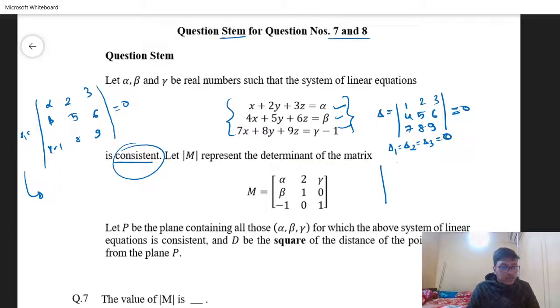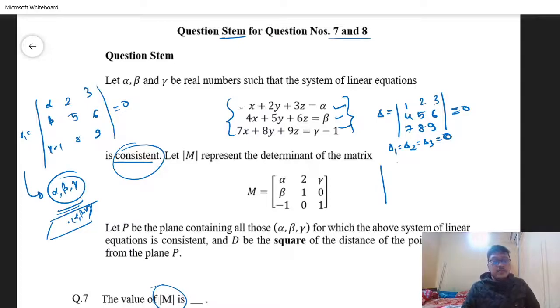So there come equations involving alpha, beta, and gamma, which is nothing but the plane consisting of the points alpha, beta, and gamma. Our first question is to find the value of M. Since these three equations must be homogeneous, alpha must equal 0, beta must equal 0, and gamma minus 1 equals 0, which gives alpha, beta, and gamma as 0, 0, and 1. Plugging these values into the matrix M, we get the determinant of M as 1.